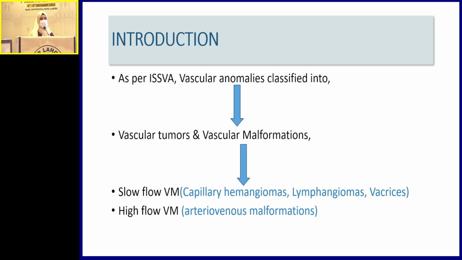As per the International Society for the Study of Vascular Anomalies, they are classified into two: vascular tumors and vascular malformations. In vascular tumors there is proliferation of endothelial cells, while those without any risk of proliferation of endothelial cells are regarded as vascular malformations. Vascular malformations are further classified as slow flow and high flow vascular malformations. Slow flow malformations include capillary hemangiomas, lymphangiomas, and varices, while arteriovenous malformations are regarded as high flow vascular malformations.